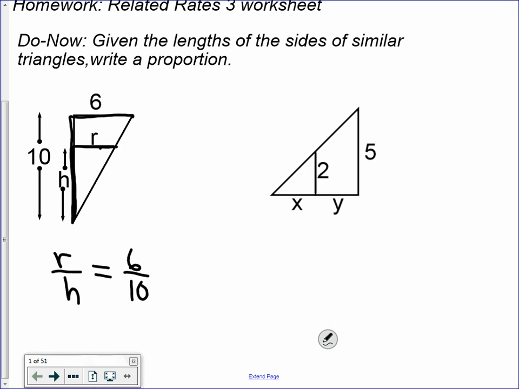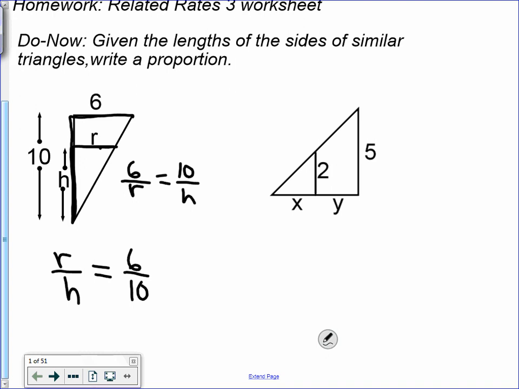Can anyone write a different one? You could have done something like 6 over R, if you do big is to little, right? 6 over R. Then what would the other side of the equation have to be? 10 over H. Now, either way, once you cross multiply, you have the same equation, okay? You see, they're actually the same. All right, good.